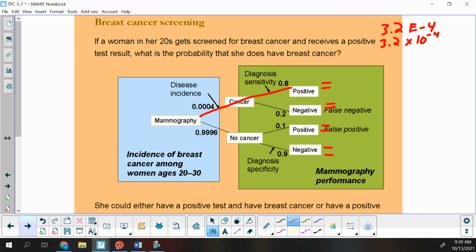Negative exponent means you got to move it to the right. It should be actually a really small number. So 1, 2, 3, 4 to the right. These will be zeros, so this is really 0.00032. Our next path, we'll do the 0.0004 times the 0.2. So take a moment to punch that in your calculator.